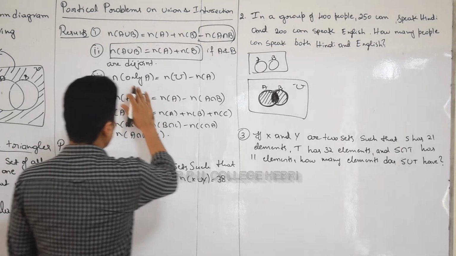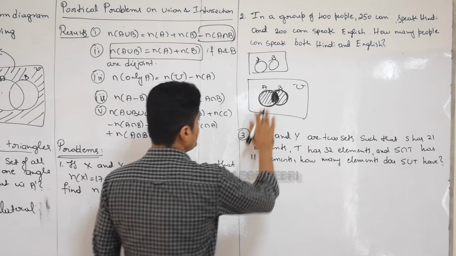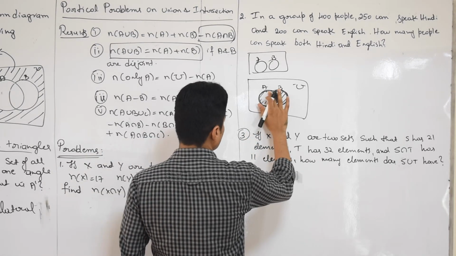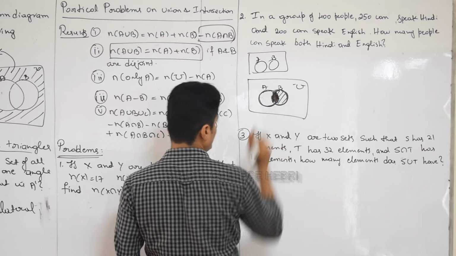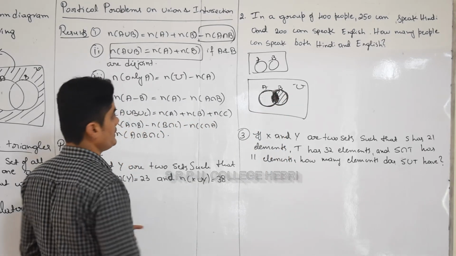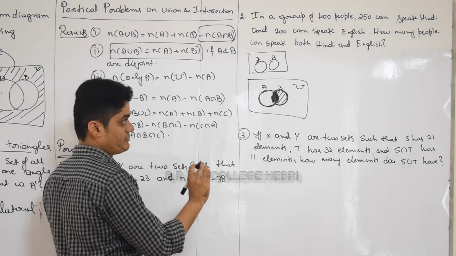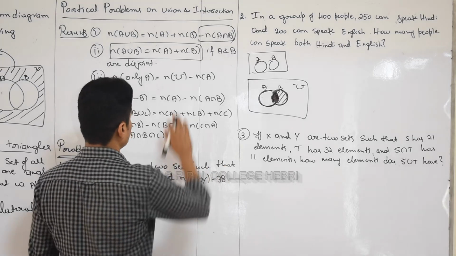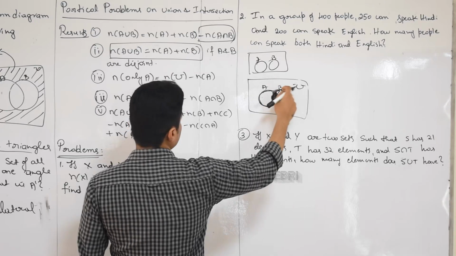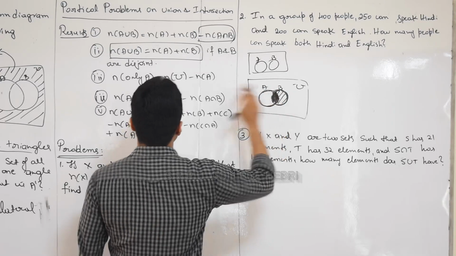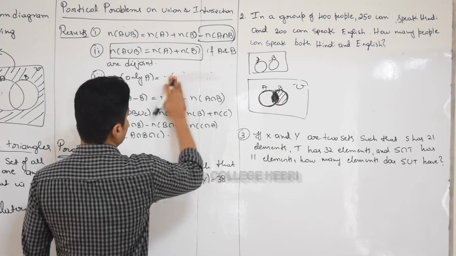Okay, so next, only A, N of only A. See, only A means this part, the region which I left unshaded in this diagram. This is only A. N of only A means exclusively A. Remember that no elements from B will be considered. So that is N of U minus N of A. Sorry. So that is N of only A.